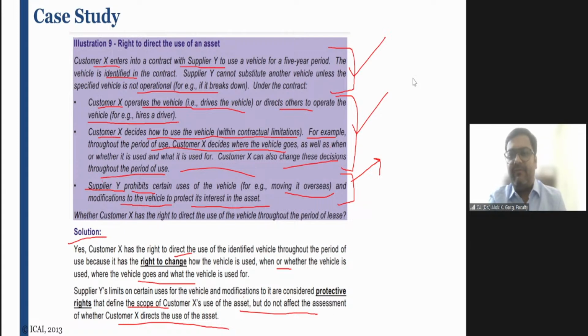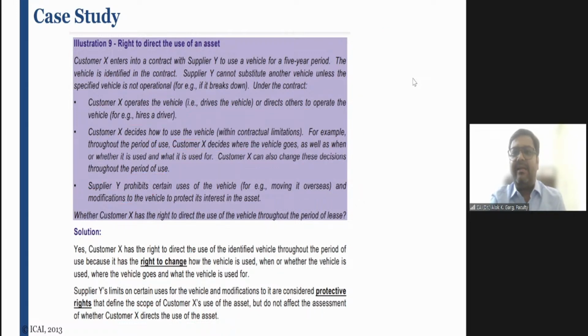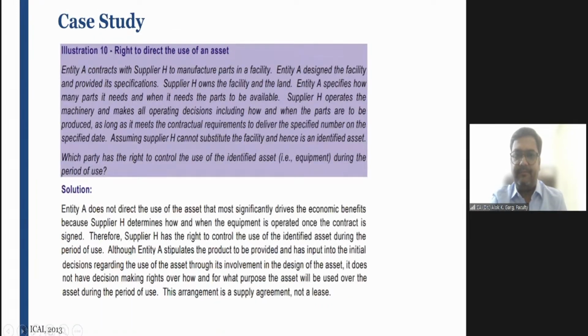I believe you guys have well understood these two concepts, identified asset and right to control the use of an asset, right? We did around 6-7 examples from ICAI study material, apart from the layman language example, which I have taken to make you guys understand this concept, right?